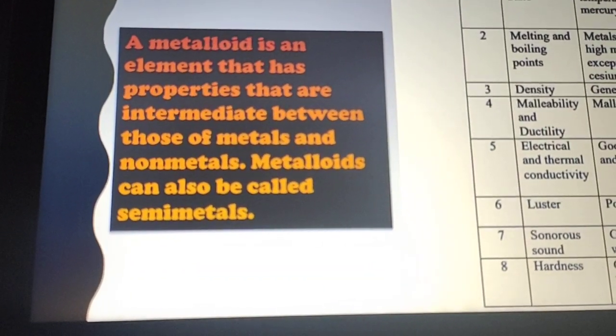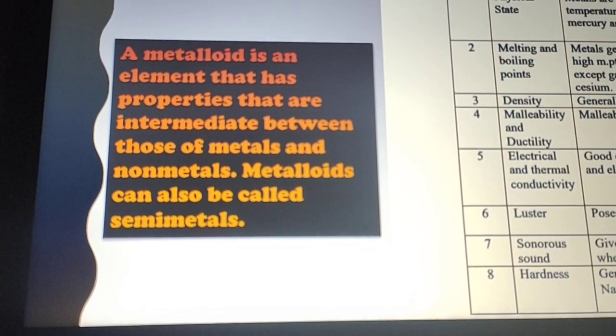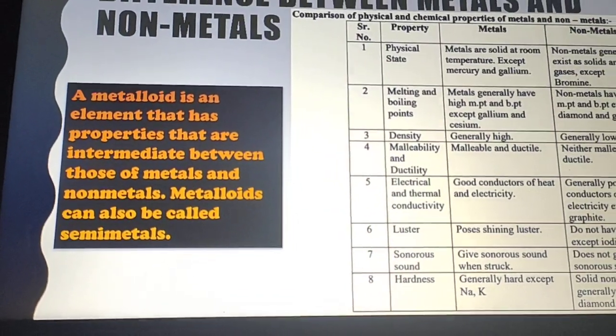And what are metalloids? A metalloid is an element that has properties intermediate between those of metals and non-metals. Metalloids can also be called semi-metals.